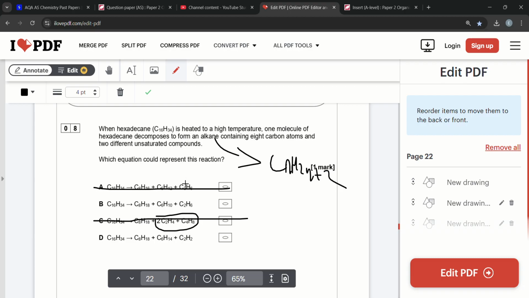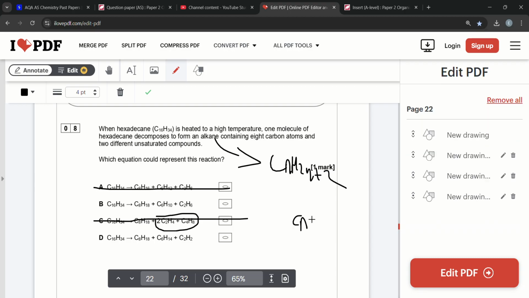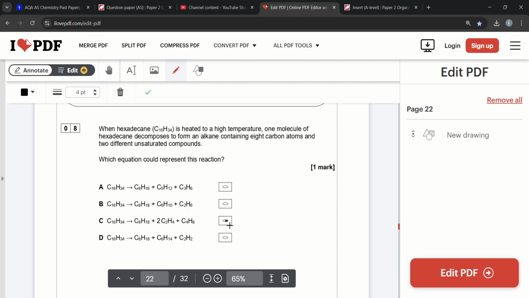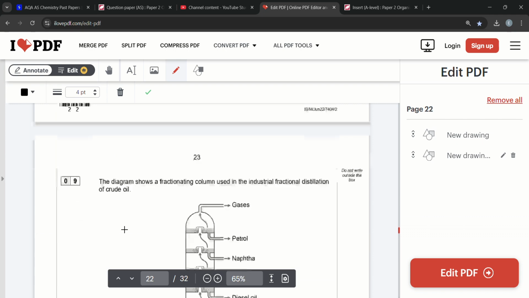So the answer is going to be two different unsaturated compounds. Unsaturated, so that tells me that it's just going to be like an alkene, CnH2n. So it's actually going to be C: C8H18, C2H4, C4H8. It doesn't say 2 overall, it's just 2 different. So yeah, the answer is C. Bit of a tricky one.